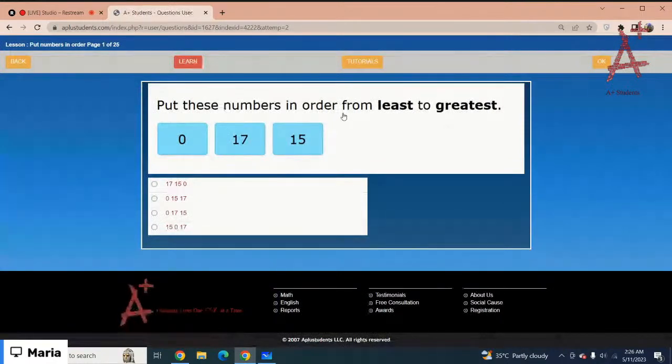Put these numbers in order from least to greatest. You have to arrange these numbers. How can you arrange them? The least means you have to write down the smallest number first. Then you have to go to greater, greater, and greatest. Got it? The last number is the greatest one of all the numbers. So how do you arrange them? Which is the correct option? Which is the least number here?